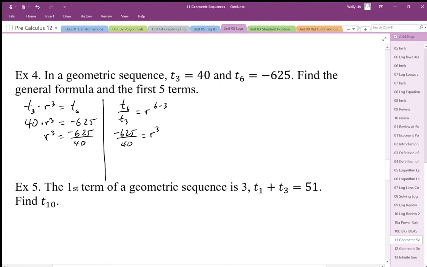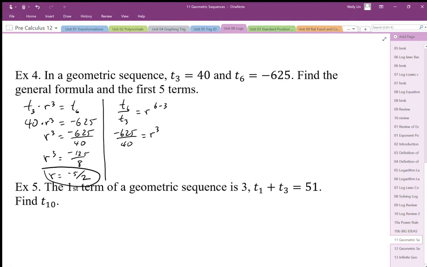So I can solve for R cubed by cube rooting that. I should divide that first. So I'm going to end up with 625 divided by a common factor of 5, so 125. This works out nicely because we end up with perfect cubes in here. So R cubed equals negative 125 over 8, so R is equal to negative 5 over 2. Okay, so this is our common ratio that we need to know.